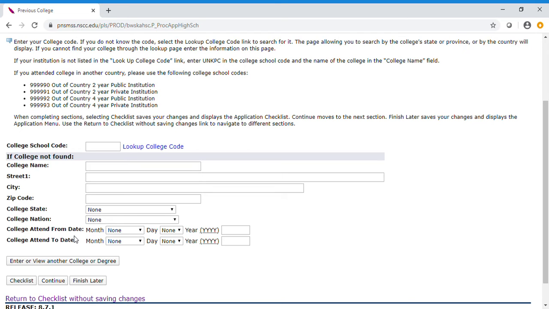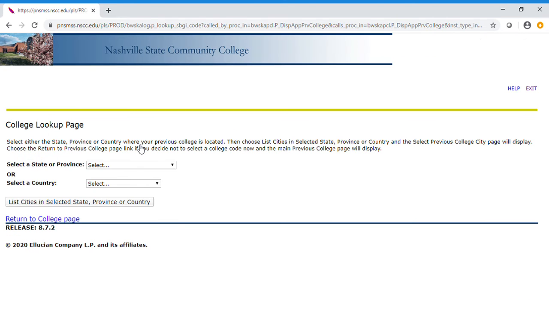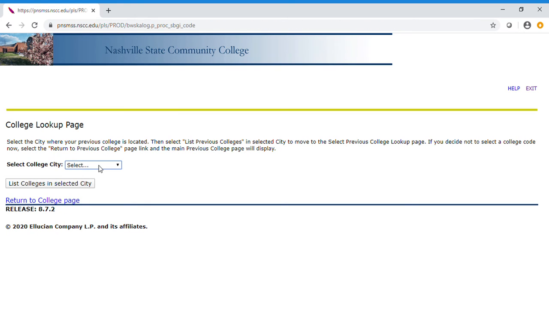Now, if you're a first-time freshman who did, or you're a transfer into Nashville State, you're going to want to do something similar to what you did for the high school page. So you're going to want to click look up college code. Let's just say that we went to Nashville State before. Like if you're a dual enrollment student and you were going to middle college high school, you may have taken some classes at Nashville State. So you're going to want to select Tennessee. Very similar process to the high school. Nashville.